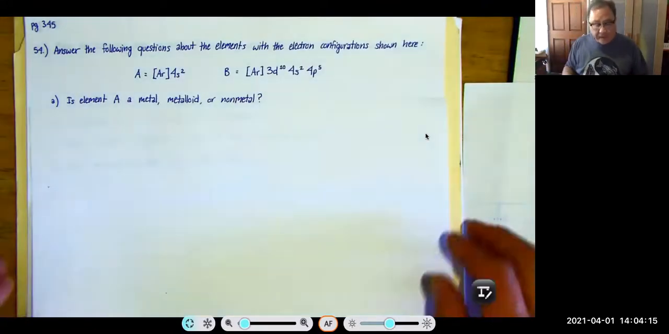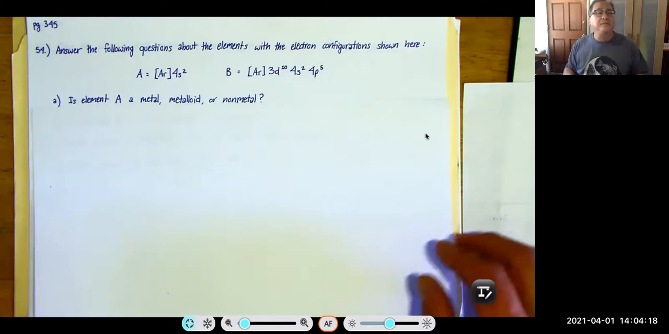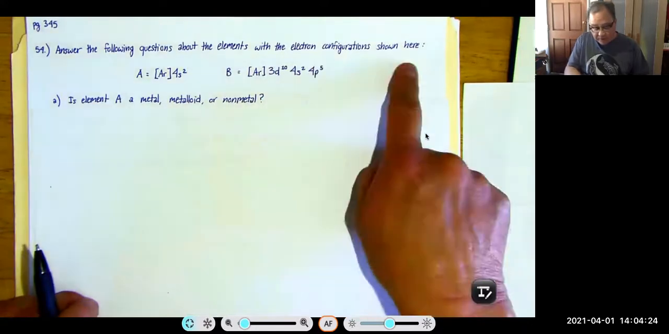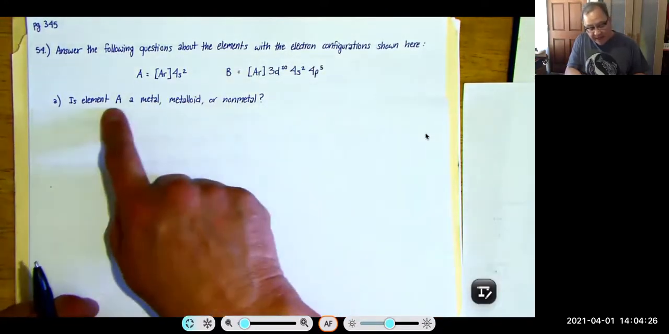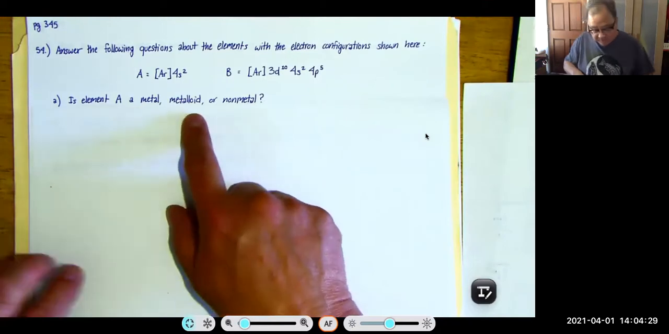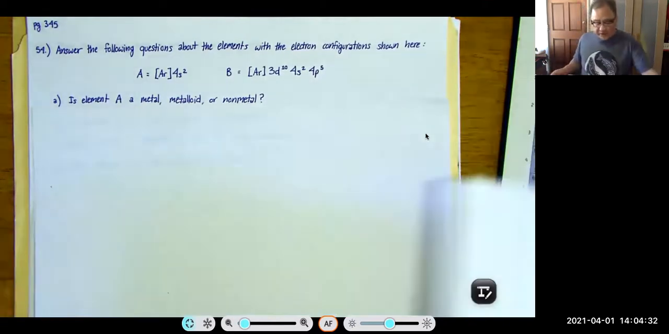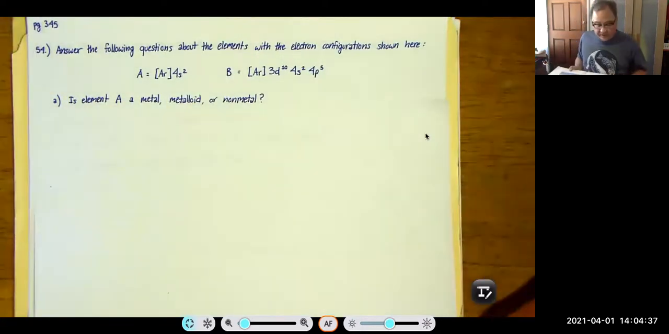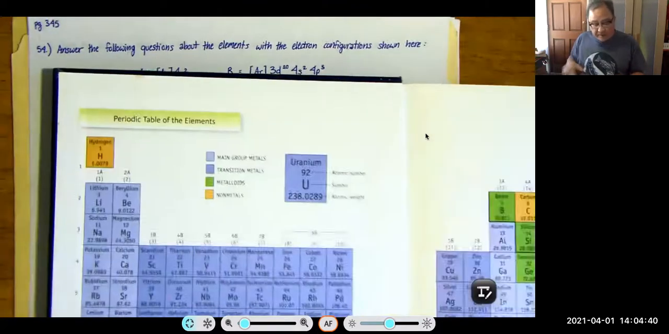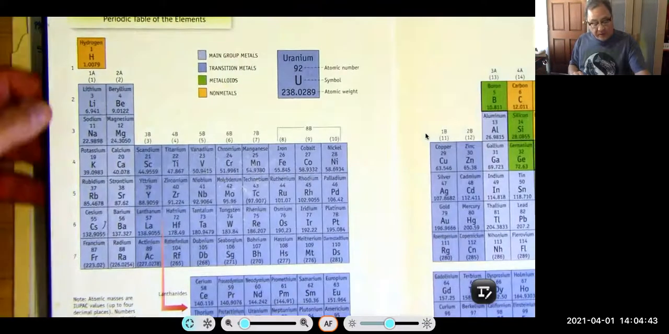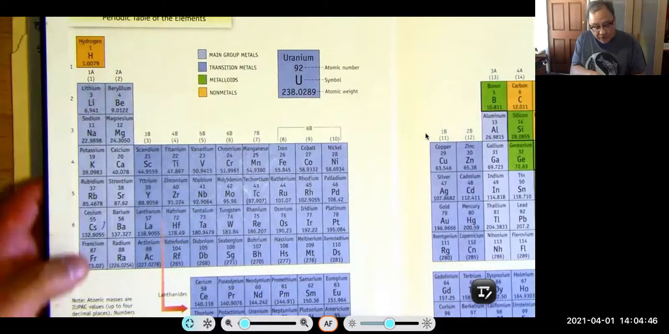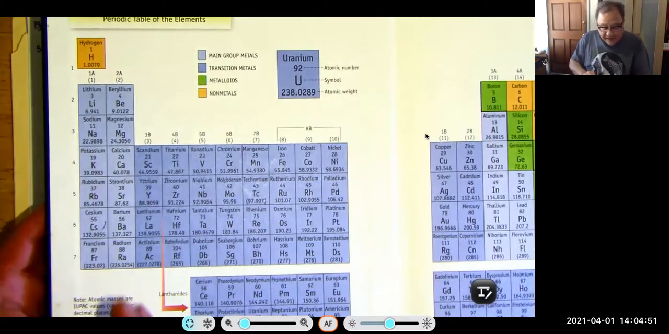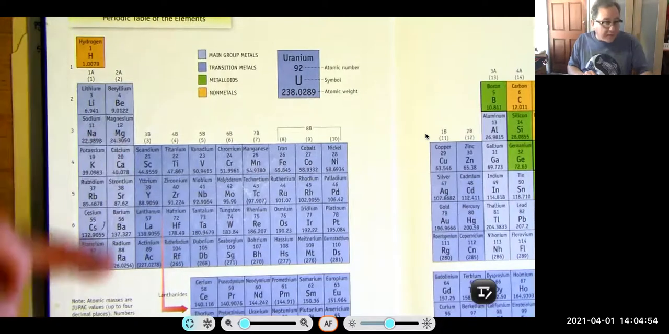All righty. Let's look at number 54. Answer the following questions about elements with electron configurations shown here. Is element A a metal, metalloid, or non-metal? Now, the way I would approach this is I would just look at that 4s2. We can do this one of two ways, and one way is to look here at the periodic table, and we see that 1s, 2s, 3s, 4s. 4s2 ends right here with calcium, so I think it's calcium, which means it's a metal. Basically, if it ends with an s, you're probably going to say it's a metal.